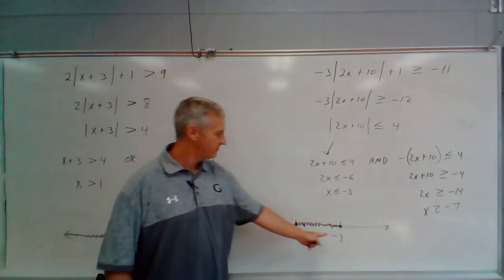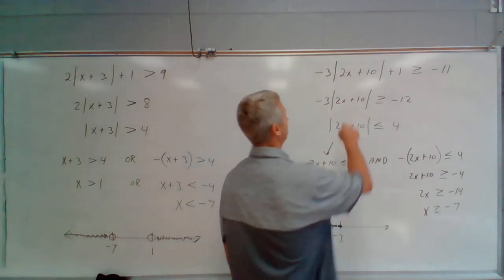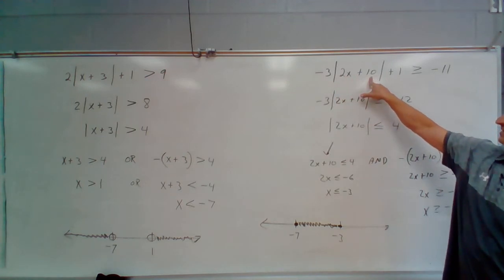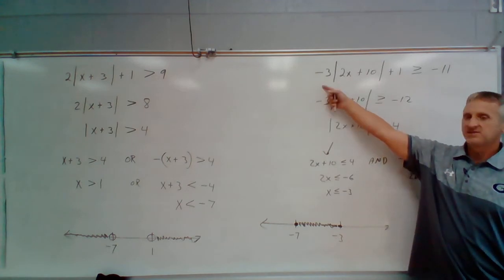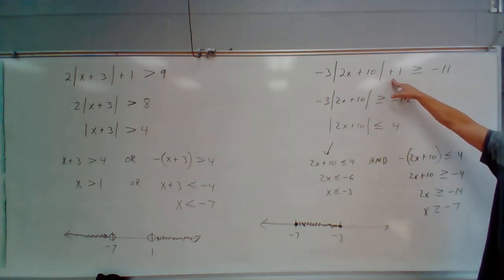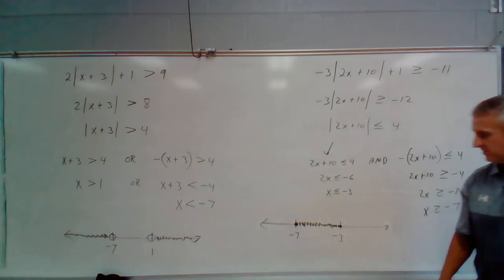Let's try one out here and make sure it doesn't work. So I'm going to put in negative 2. 2 times negative 2 is negative 4. Negative 4 plus 10 is 6. Absolute value of 6 is 6. 6 times negative 3 is negative 18. Negative 18 plus 1 is negative 17, which is not greater than or equal to negative 11, so it should not work. So that's good.